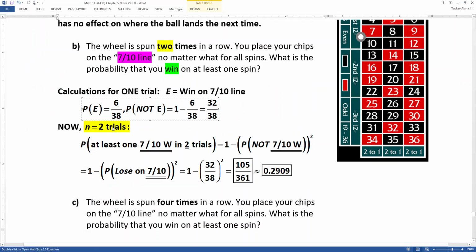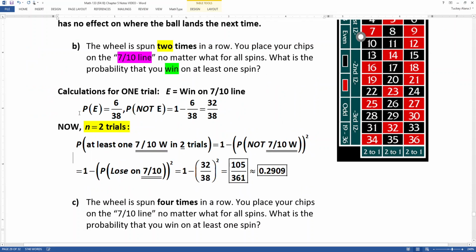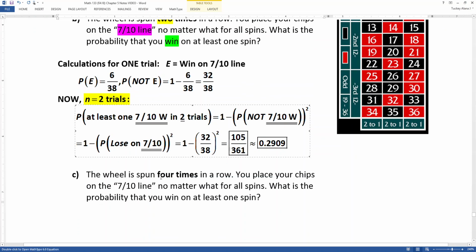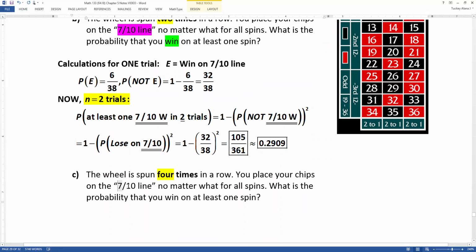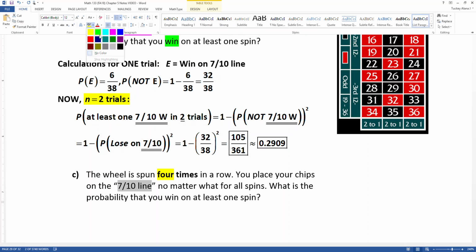All right, so these are complicated. These aren't going to be super simple. We're going to have to work at it. So let's do another one. So this time we're going to spin 4 times. So it's going to be very similar to the last problem, but we're going to spin 4 times. We still are placing a bet on the 7-10 line, so that hasn't changed for this part.